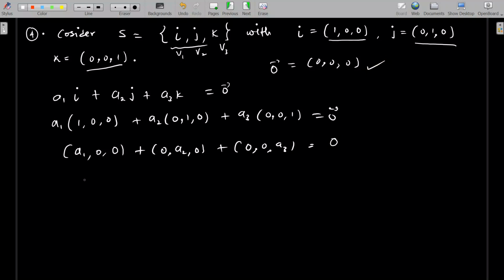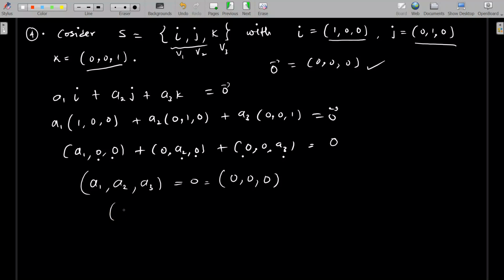So if I sum everything, I'm going to sum them component-wise. So a1 plus 0 plus 0 is going to give me a1. 0 plus a2 plus 0, I'm going to have a2. 0 plus 0 plus a3, I'm going to have a3. And that should give me 0. Now this 0, I'm saying is the same as the 0 vector in R3, because you need to know the vector space you are dealing with.